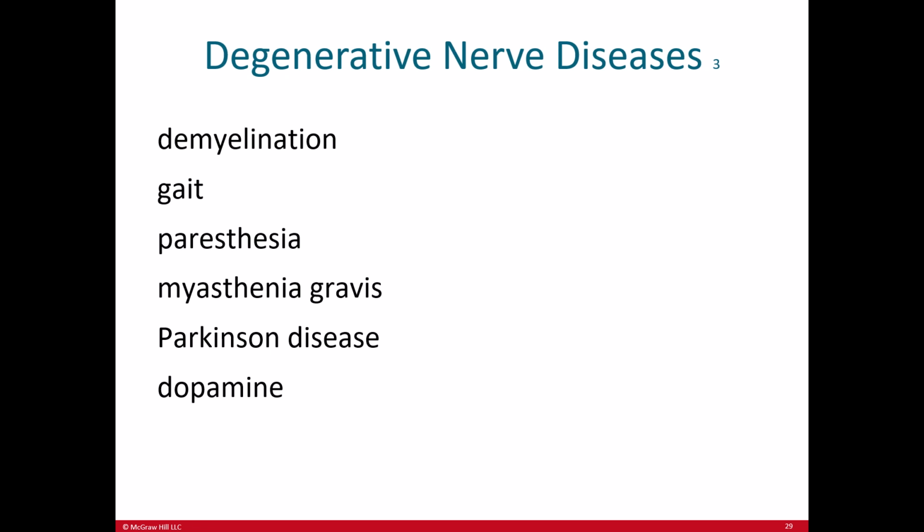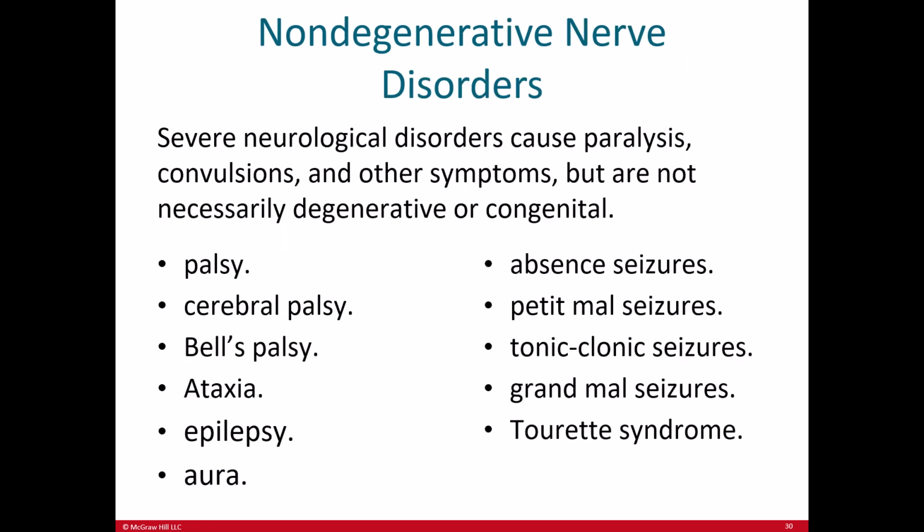And then gait, that has to do with your walking. Paresthesia, myasthenia gravis is a weakening. Parkinson disease, and dopamine. Now let's look at some non-degenerative nerve disorders.